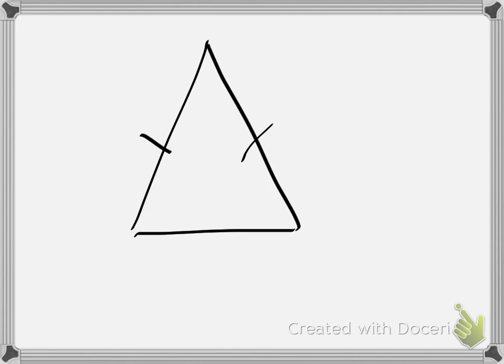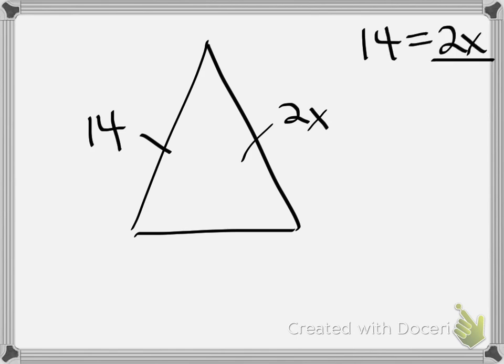Boom, boom. There's your equal sides. This is 14. This is 2x. Can we figure out what x is? Well, those are the two sides that are equal. So our little equation would be 14 is 2x. Divide both sides by 2. So x is 7.